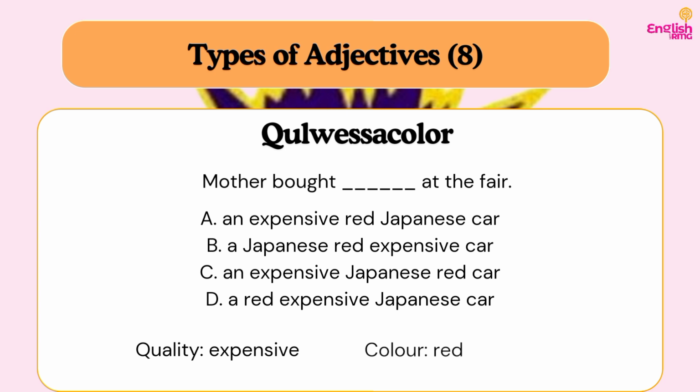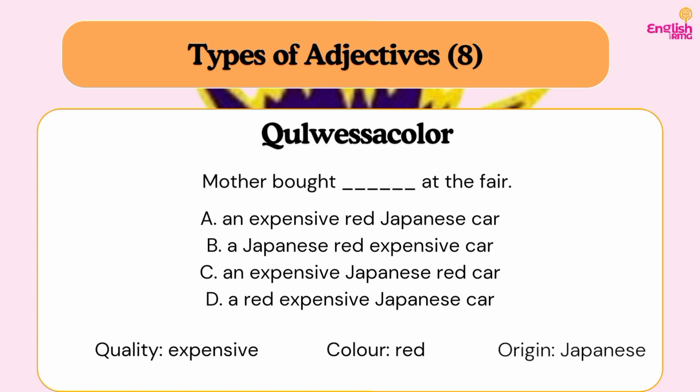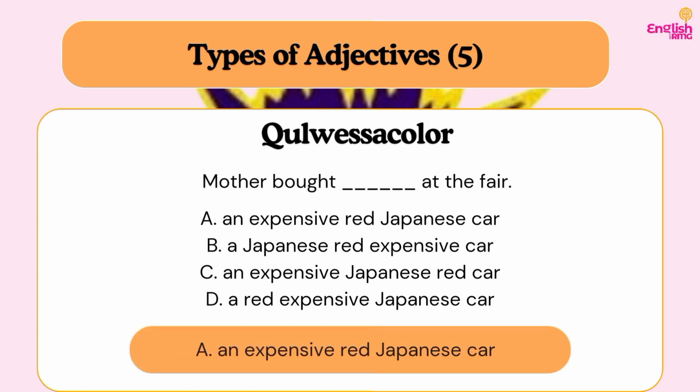So the order is expensive, red. So we are left with what? Japanese. And Japanese is from the what? Origin. So we say the origin is what? Japanese. So we have expensive, red, Japanese car. So that's the correct order. And that means that our answer is what? A. An expensive, red, Japanese car.